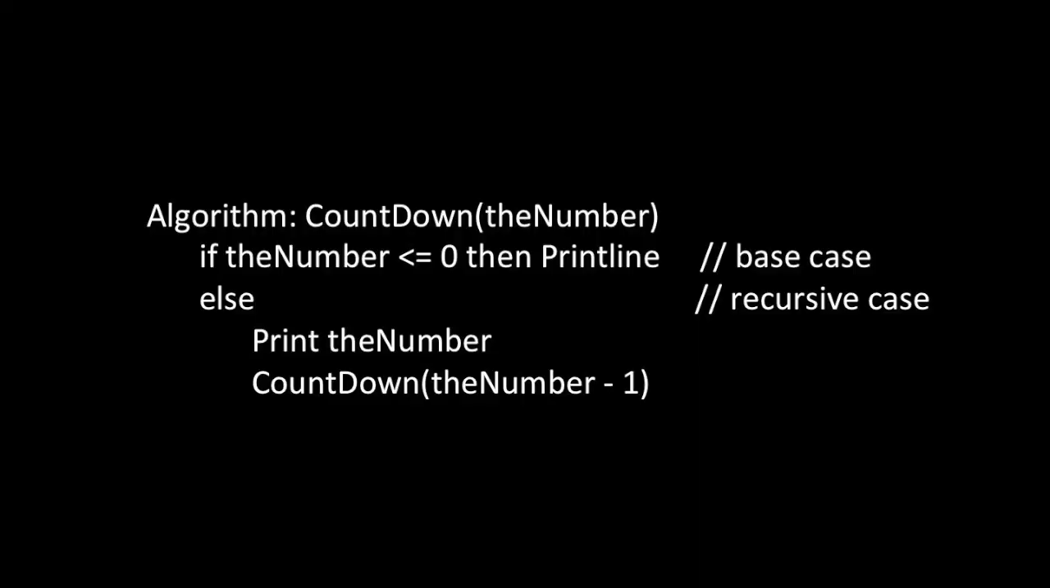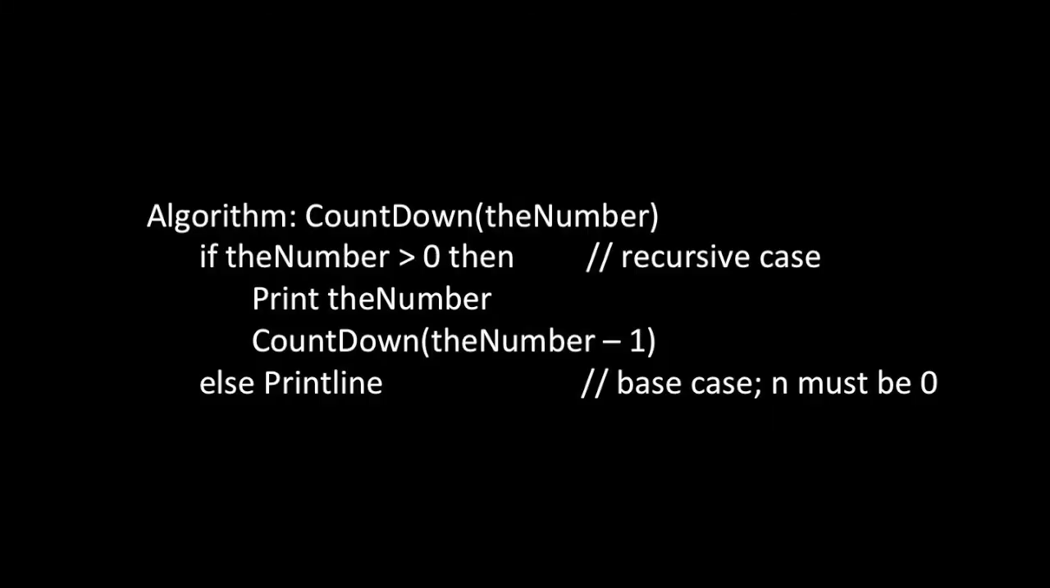Here's my recursive algorithm. The algorithm is called countdown, and it takes a single integer argument called the number. The base case is that if the number is less than or equal to 0, then I print a new line. Else, and here's the recursive case, and we know here that n must be greater than 0 because otherwise the base case would have caught it. So in the recursive case, I print the number, and then I call countdown of the number minus 1.